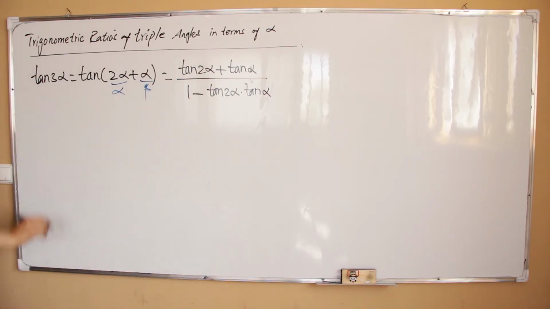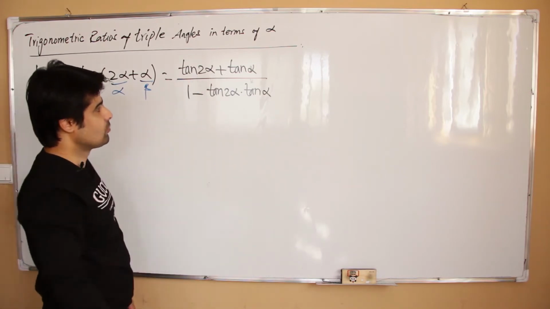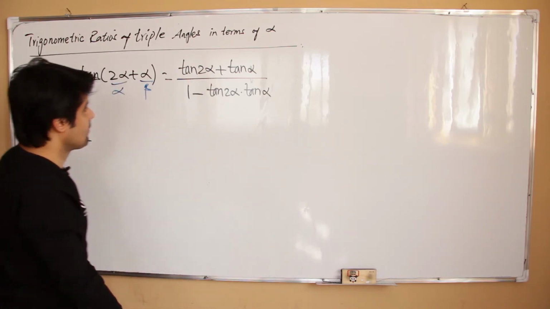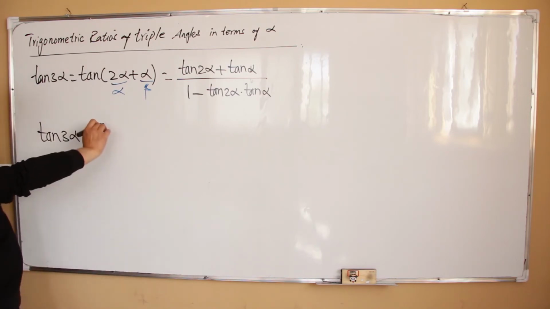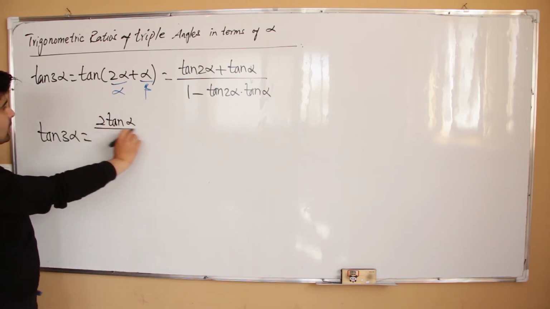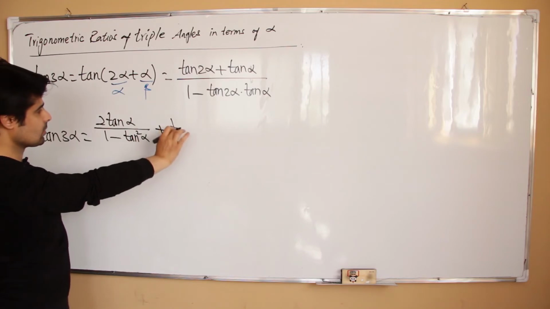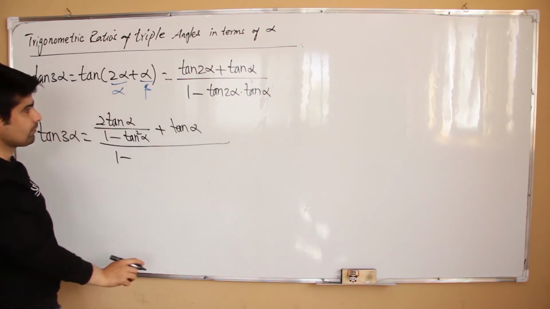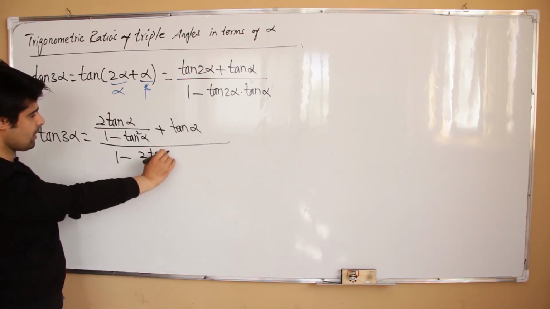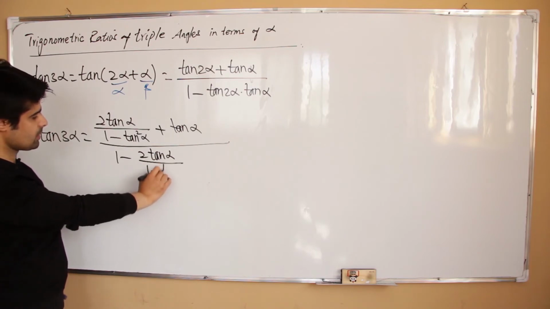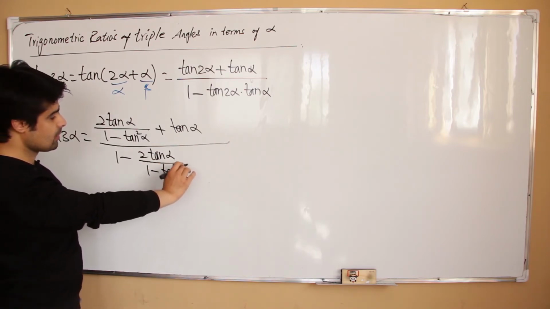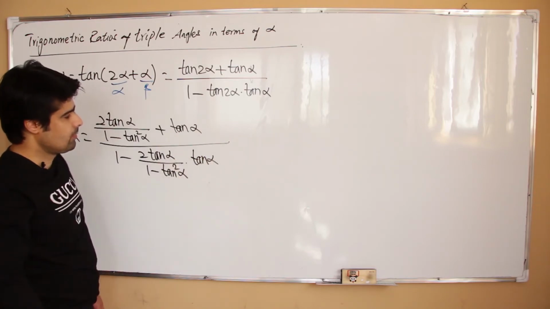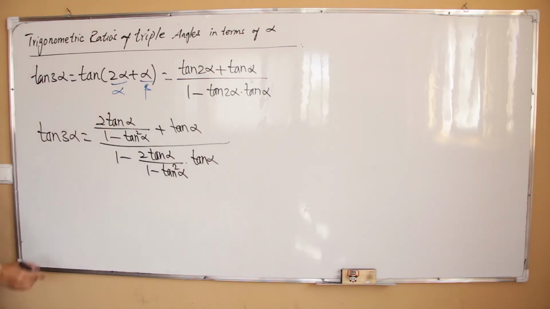Now tangent of 2 alpha plus 1 alpha is 3 alpha. Now you have to define tangent of 2 alpha in terms of tangent of its half. What's the half form for this one? 2 tangent of alpha divided by 1 minus tangent square of alpha, plus tangent alpha, divided by 1 minus, what's the formula for this one? 2 tangent of its half divided by 1 minus tangent square of its half, times tangent of alpha. Now simplify this one, you will find the formula for tangent of 3 alpha.